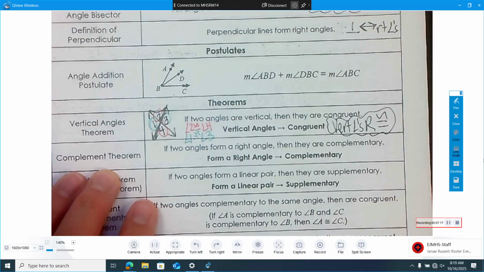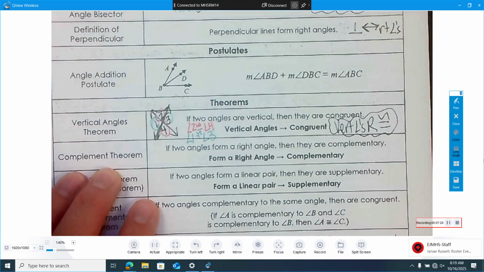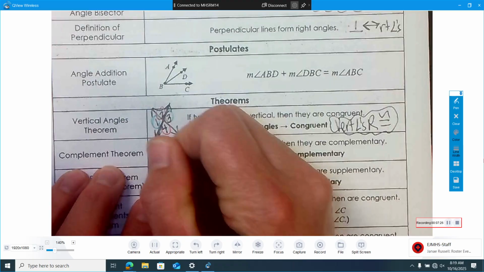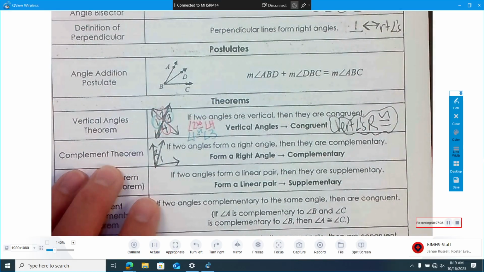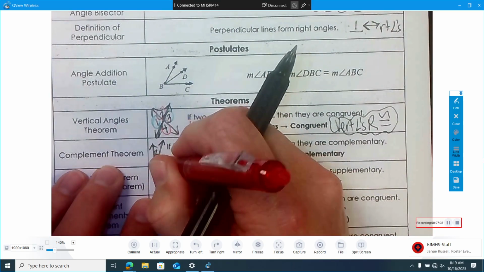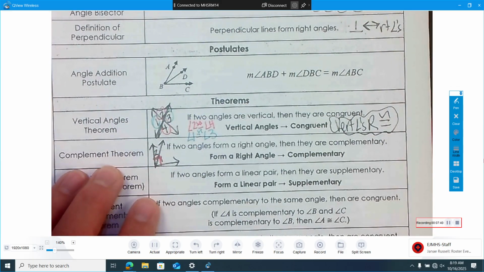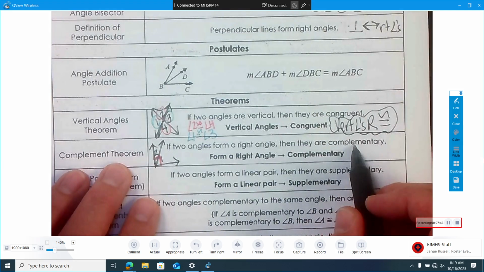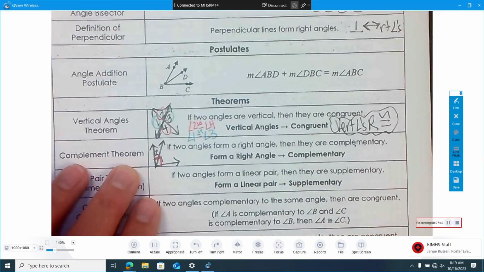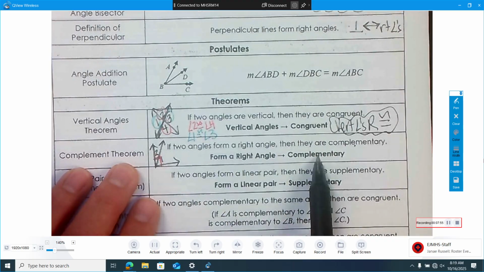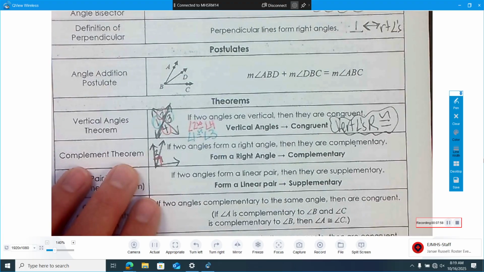The complement theorem, this is an interesting one. If two angles form a right angle, so here I have a right angle and I have now two angles, angle 1 and angle 2. If two angles form a right angle, what must be true? They equal 90. They are complementary. Yeah, they would sum to be 90 degrees. So this is the complement theorem. If two angles come together and form a right angle, then they are complementary. And that's called the complement theorem.